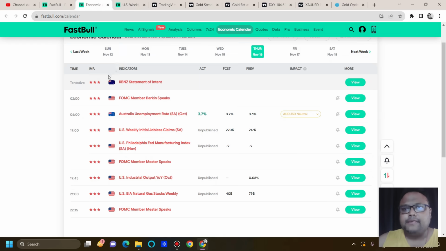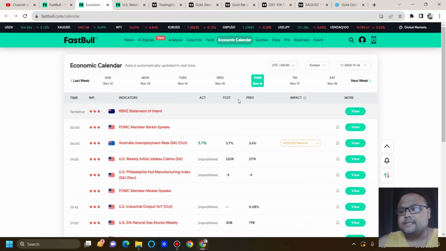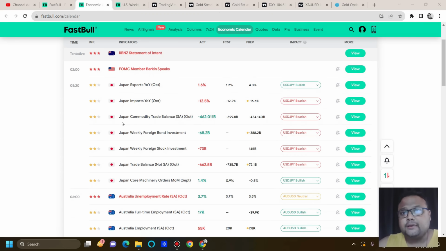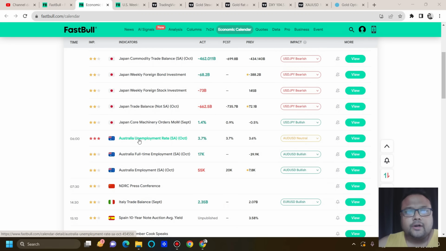And the best thing that I liked about the economic calendar is that it shows the impact of the news on a particular currency or a commodity. For example, Japan's export year on year, you can see USD JPY bullish. Then you can see Australia unemployment rate, USD neutral. So you get the basic idea. So what is the impact of the news on a particular currency?